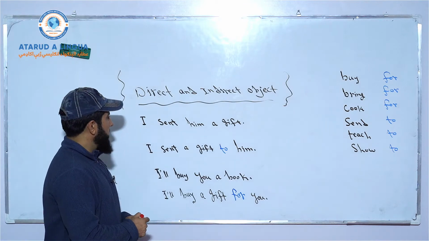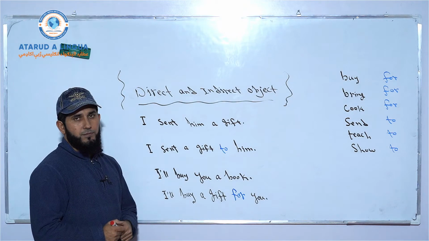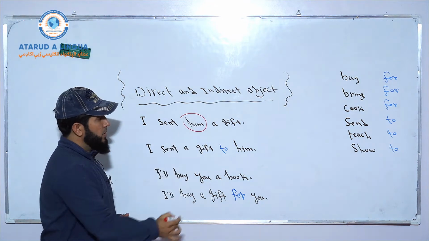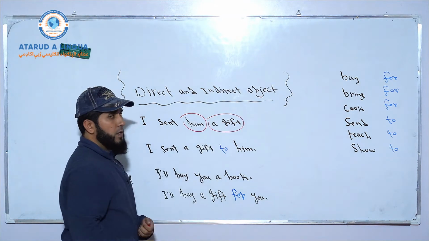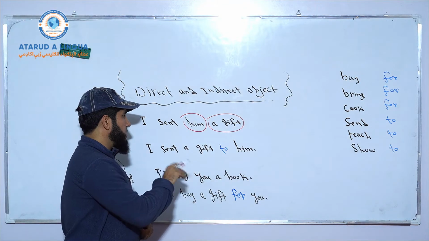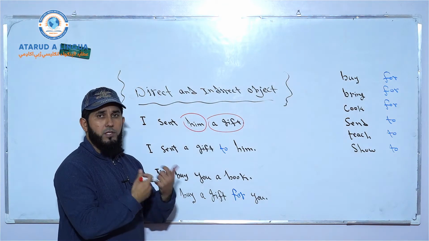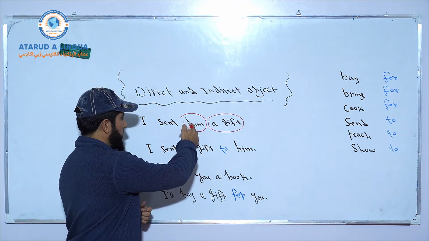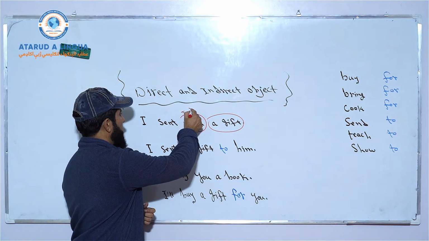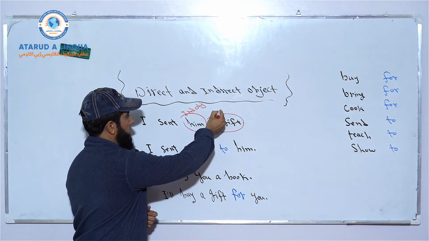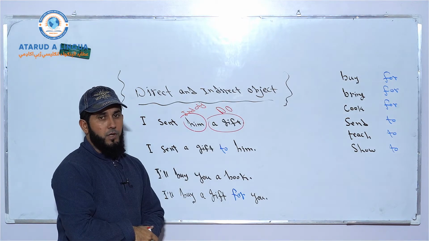Look at the first example. I sent him a gift. Here we have two objects, him and a gift. Usually the person in this case is the indirect object and the thing is the direct object. So him here is the indirect object, and the thing, the gift, is the direct object.